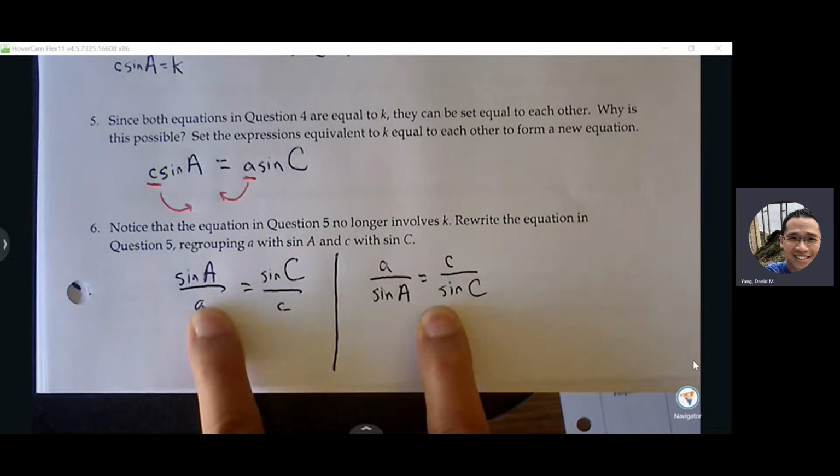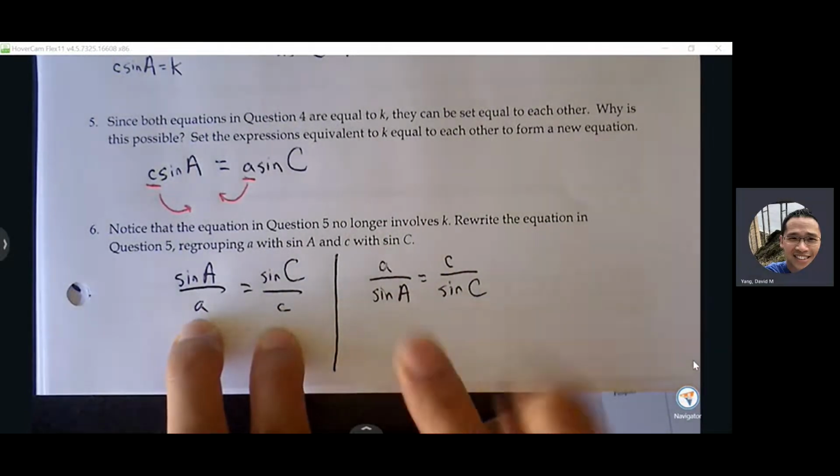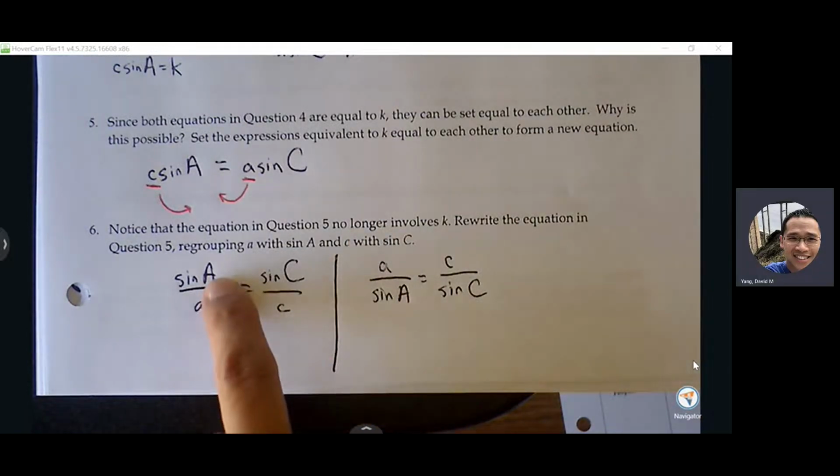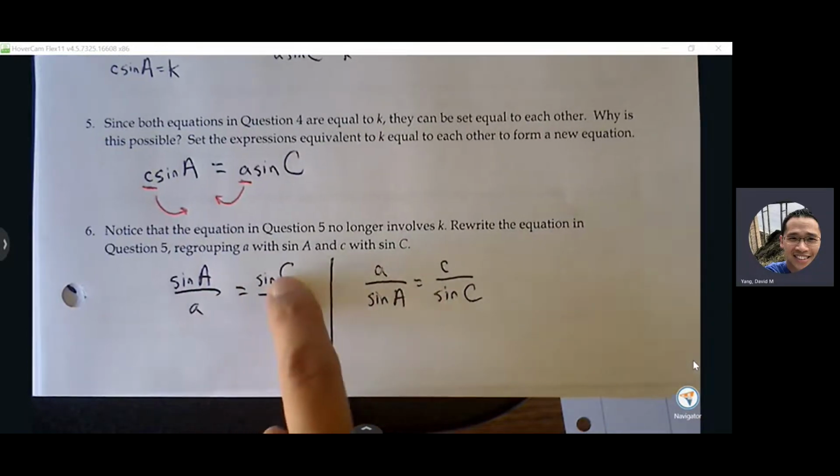Because they're the same thing. You can either do it this way or this way, as long as you're consistent. If you want your angle A up top, then your side length is below.